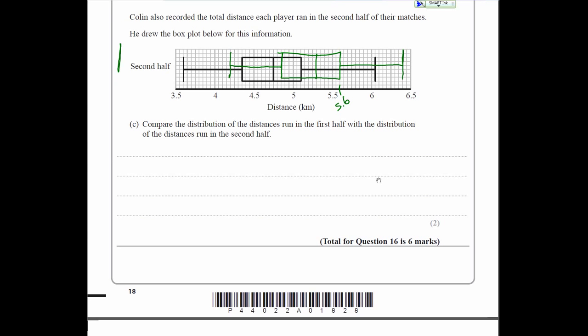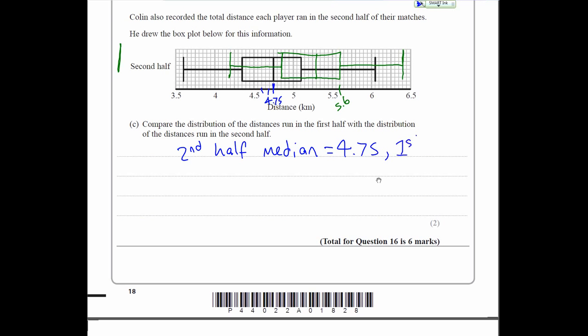When you compare these box plots, what you want to compare is an average and how spread out they are. So an average, 4.5, 4.6, 4.7, 4.75, is the median. It's the middle. So second half, median equals 4.75.